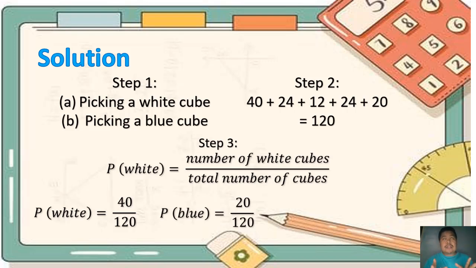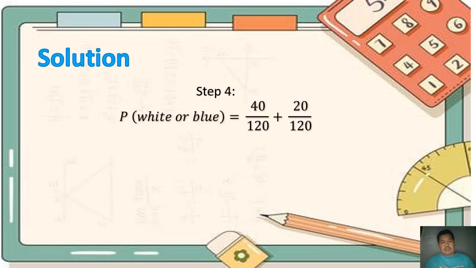So that's where the fourth step of our rule in solving comes in: add if it is required, right? It says so there. So, we're going to add. Here's the solution: 40 over 120 plus 20 all over 120. So, we have 60 all over 120.